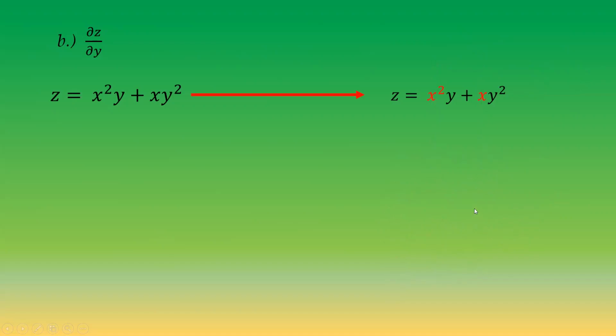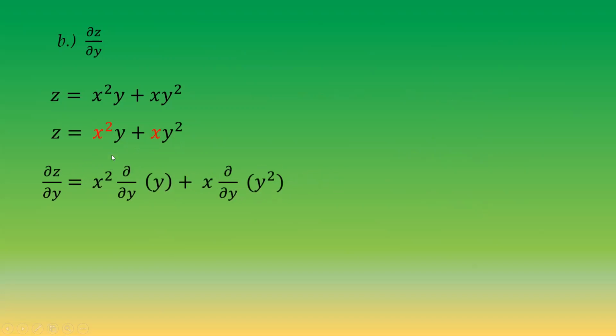So going back to our example, z is now equal to x squared y plus xy squared. X is constant. So, rewrite lang natin yung constant. Differentiate natin yung y with respect to y. Plus x, constant yan. So, differentiate y squared with respect to y.